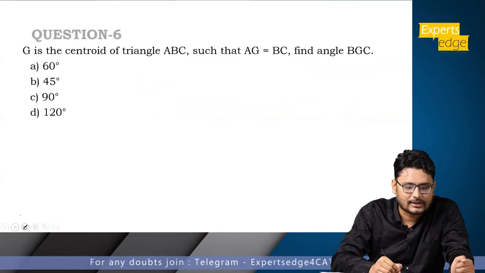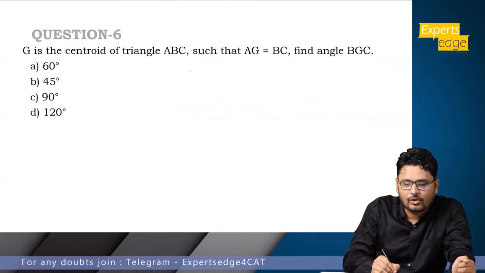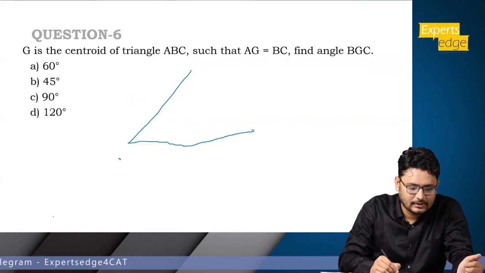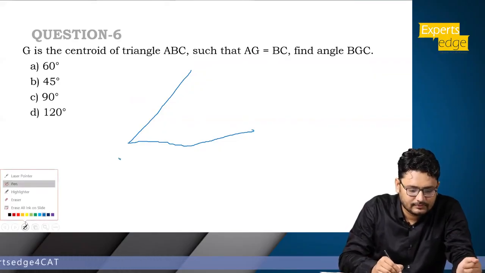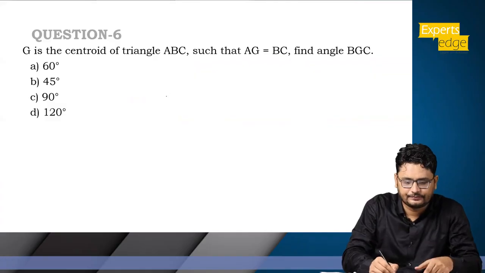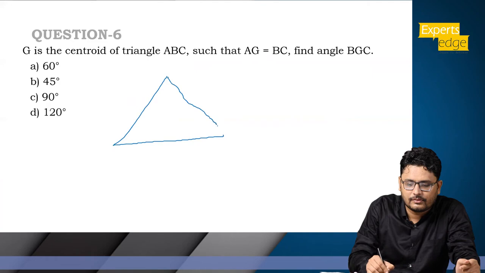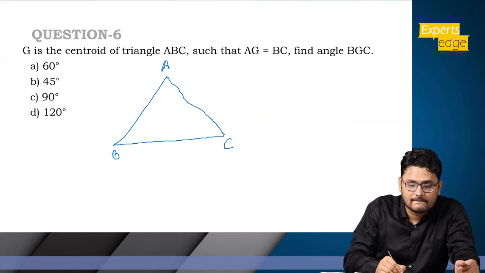Question number 6. G is the centroid of triangle ABC. Just a second. G is the centroid of, this is A, this is B, and this is C. This is the centroid G, such that AG equal to BC. Okay.